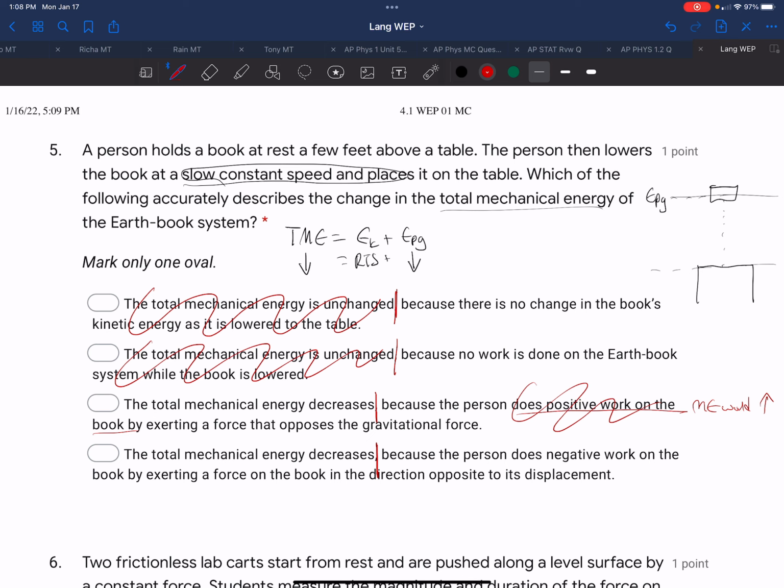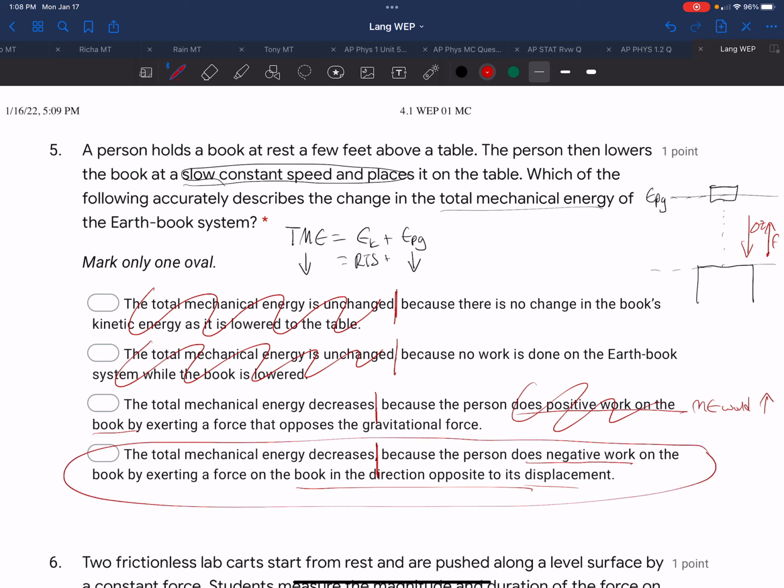Because the person does negative work on the book by exerting a force on the book in the direction opposite its displacement. So this is definitely true. There is a force being exerted in the opposite direction of the displacement. So here's the force. This is the displacement, delta Z. So that's true. And it's doing negative work. This thing should be gaining kinetic energy, but it's not because of that negative force. And for that reason, this is the correct choice.